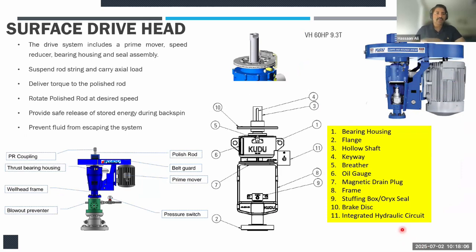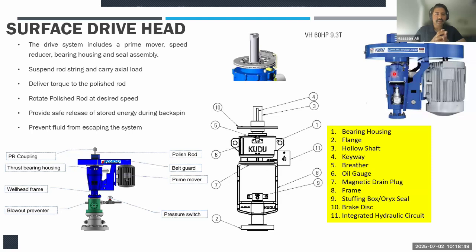Right? So the drive system actually consists of a prime mover, which is a motor. Your speed reduces with your belt and pulley system, and then your bearing housing, which is right over here. This is what we call a bearing housing. This bearing housing is to take the axial load of the string. So you see, your string is hanging, and all that load is actually there. There are thrust plates over here. There are thrust bearings right over here, which are taking all that weight off the rod string. Right? So it is not only transmitting power. The surface drive head is not only transmitting power, but it is also taking the load.